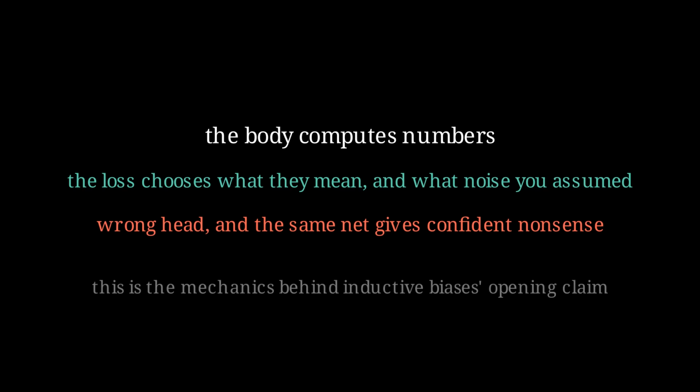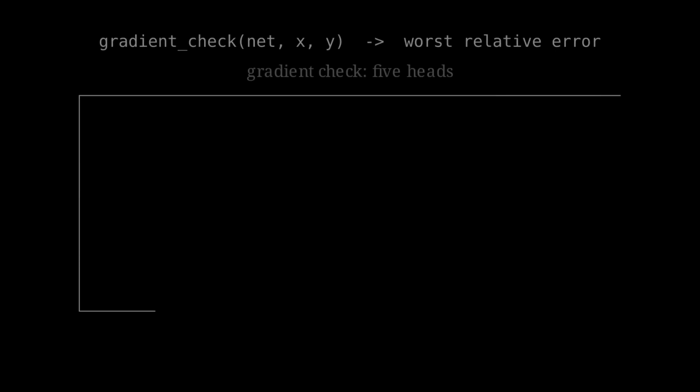This is the mechanics behind inductive bias's opening claim. The network computes numbers, and the loss decides what they mean. That series argued it from meaning. This one earned it from code. So that split from episode 1, logits on one side and the loss on the other, the one that felt like pure bookkeeping, that was the whole design the entire time.